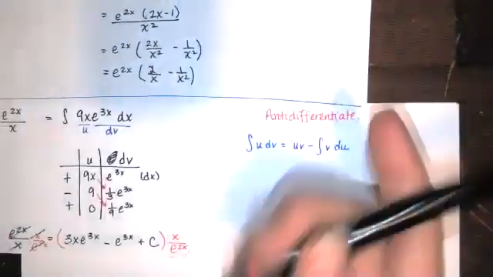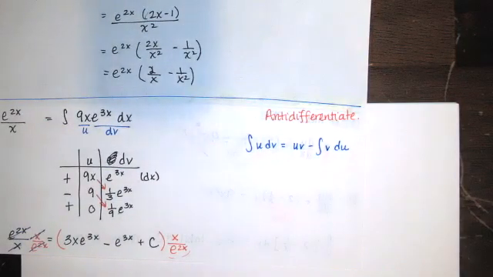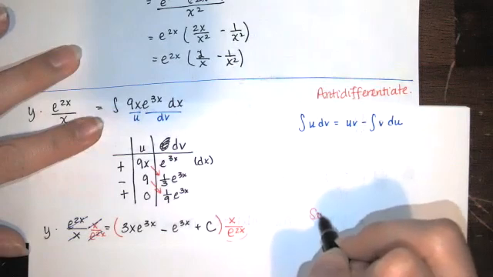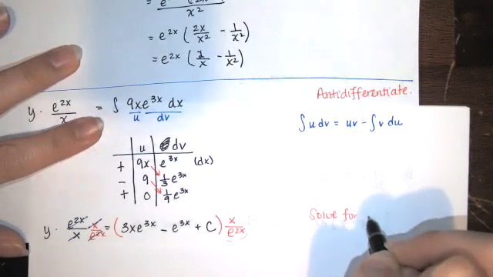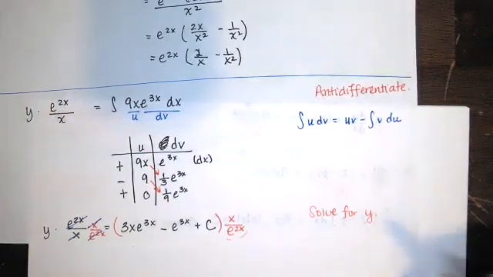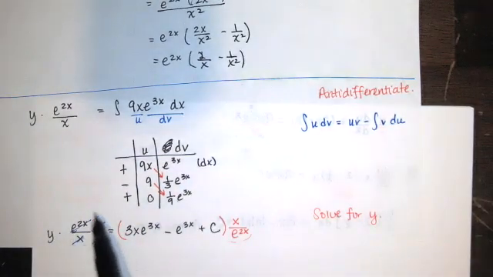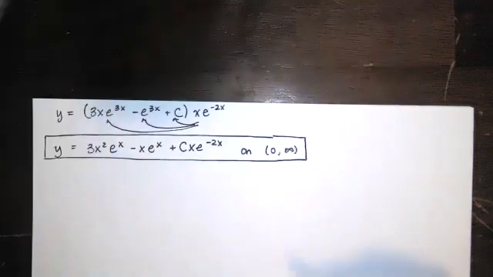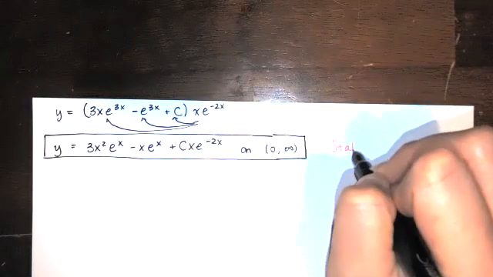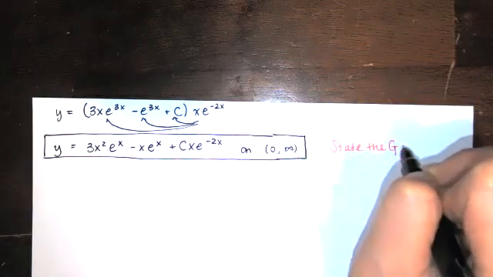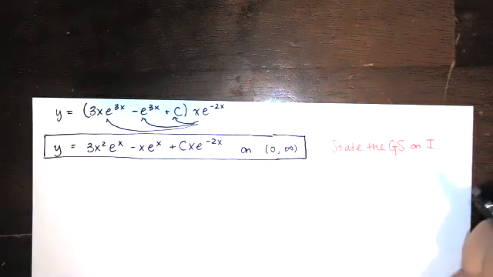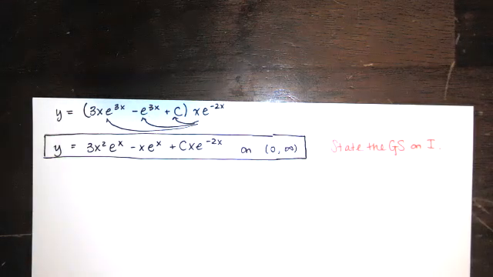And that last step was solving for y. And you can think of that as dividing by the integrating factor or multiplying by the reciprocal. You're just trying to get rid of this piece. And in this case, we multiplied by the reciprocal. We stated the general solution on a particular interval of existence.